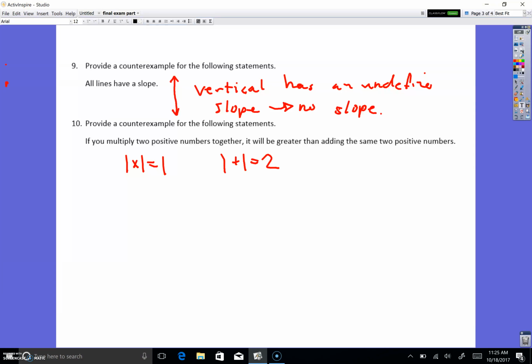Okay. Provide a counterexample for the following statement. If you multiply two positive numbers together, it would be greater than adding the same two positive numbers. That's incorrect because 1 times 1 is equal to 1, and 1 plus 1 is equal to 2. And adding gives you a bigger number than multiplying.